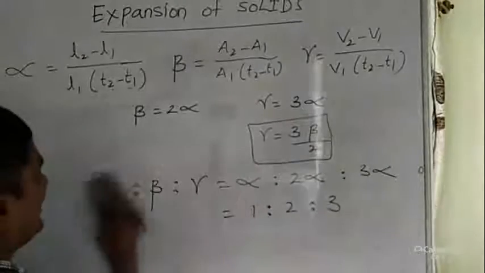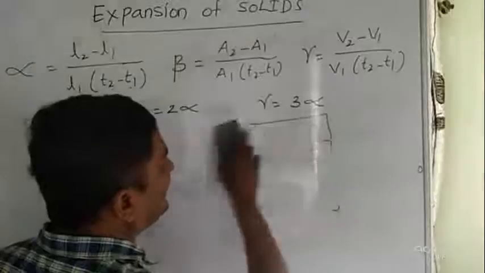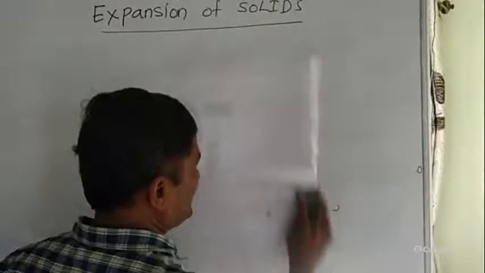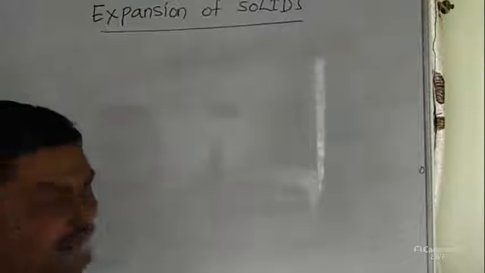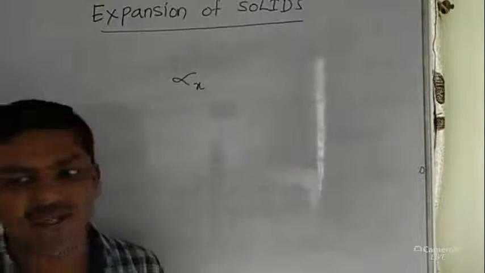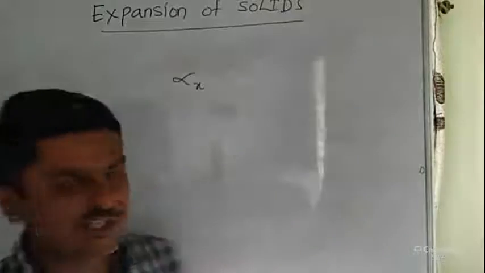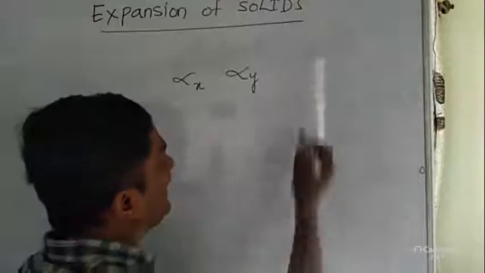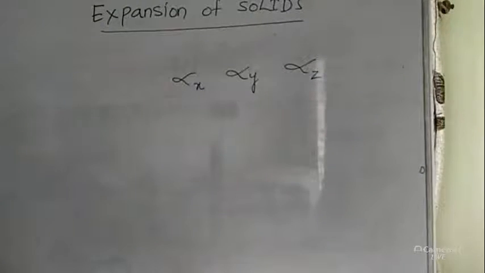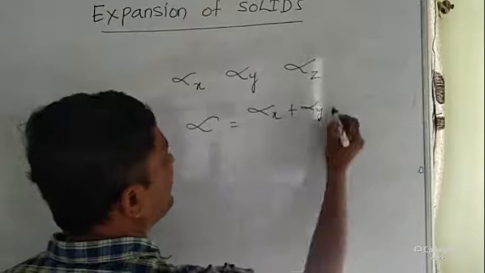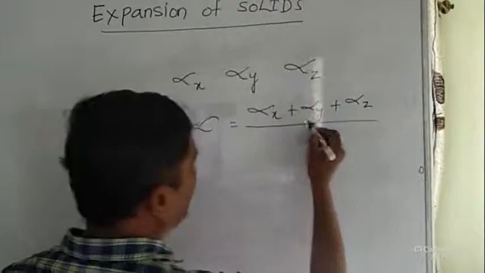And anisotropic solids expand unequally in different directions. For example, consider a three-dimensional figure, where alpha x is the coefficient of linear expansion of an anisotropic solid along the x direction, alpha y is the coefficient of linear expansion in the y direction, and alpha z is the coefficient of linear expansion in the z direction. The average value of alpha can be written as alpha equals (alpha x plus alpha y plus alpha z) by 3.